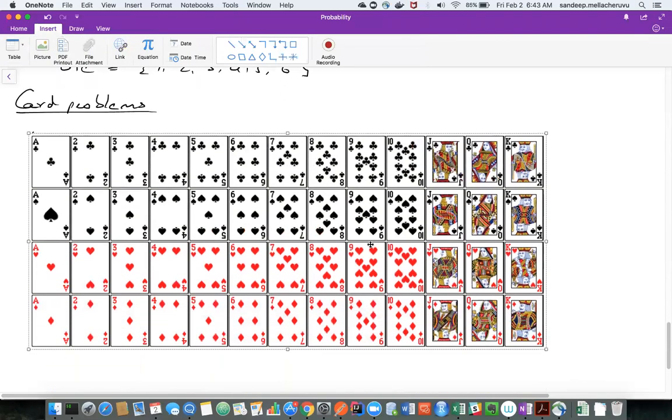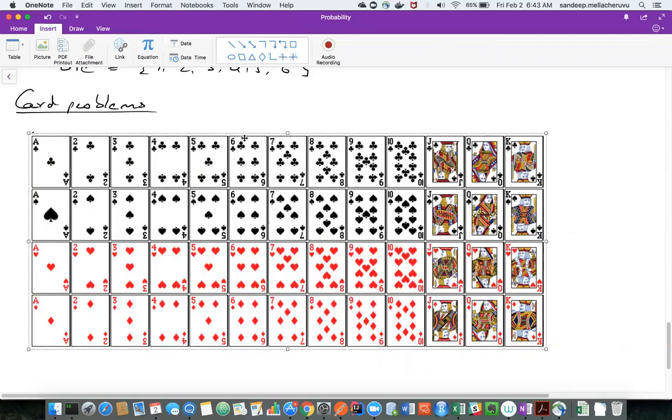Okay. So basically, I like this method of presenting the cards because everything will be visually available, so you don't have to imagine everything. So we'll take some card problems and try to solve them. But before that, let me give you an introduction of what these cards are, some terminology about the cards.